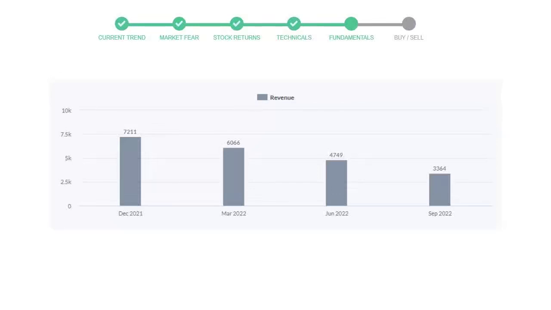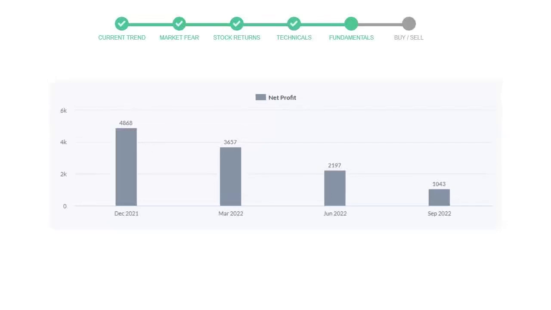Now let's see the profitability of Moderna. In the quarter June 22, the profits were $21.97 million. And in the recent quarter, September 22, the profits declined to $10.43 million.